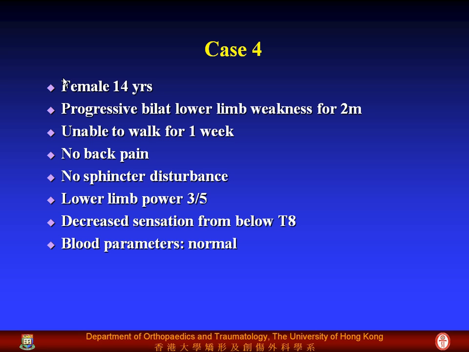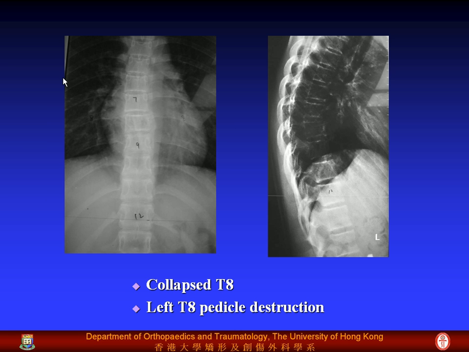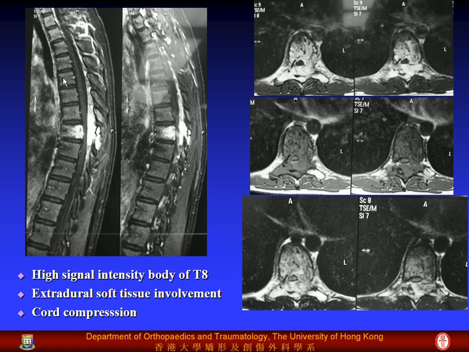Another young patient, 14 years, bilateral lower limb weakness for 2 months, unable to walk for 1 week, and decreased sensation from T8 down, lower limb power 3/5. Blood parameters normal. X-ray showed a collapsed T8, left T8 pedicle destruction. MRI, high signal intensity over the vertebral body of T8.